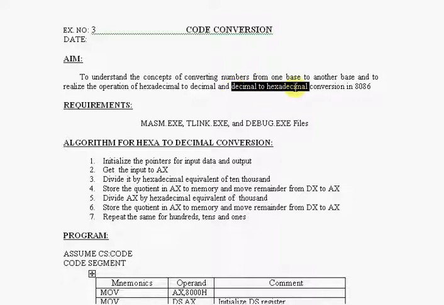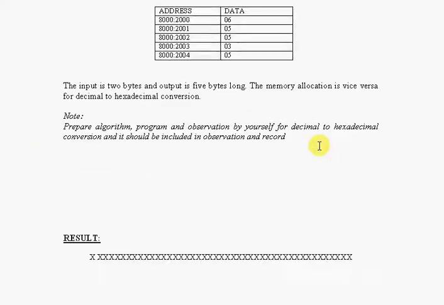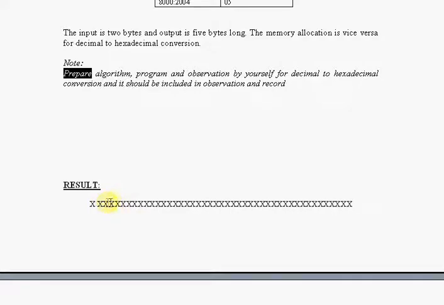You need to do decimal to hexadecimal conversion in your regular lab. Look at this. You have to prepare the algorithm, program and observation by yourself for decimal to hexadecimal conversion, and it should be included in your observation and record. In the result, you have to summarize very carefully what you have learned in this, what you understood, and what problems you faced when you did this program.